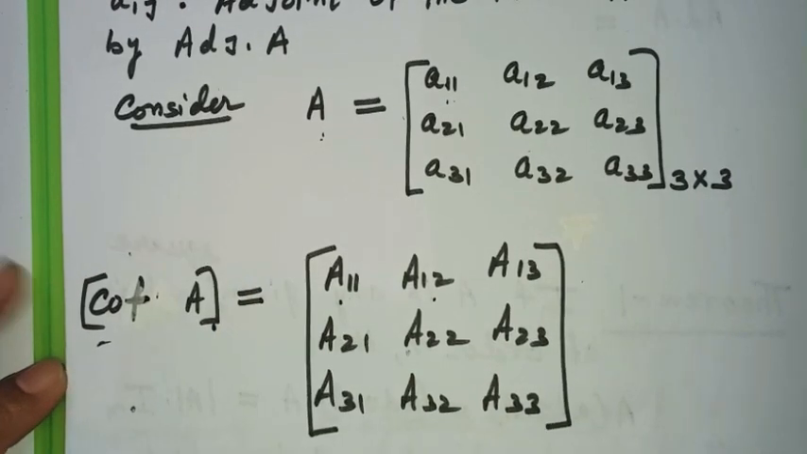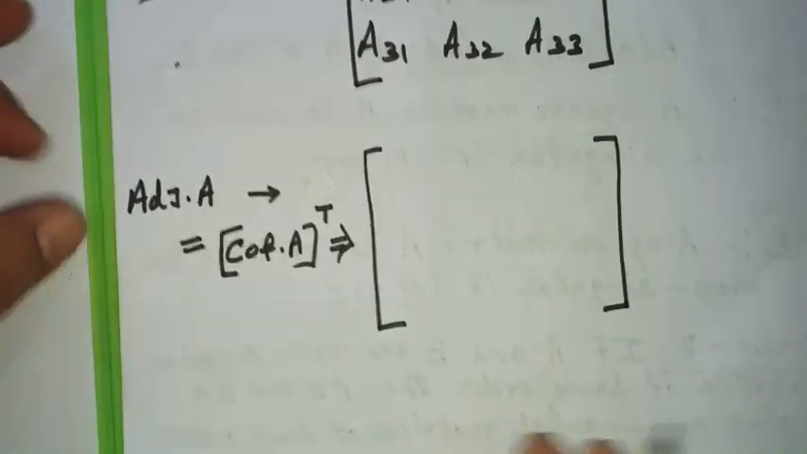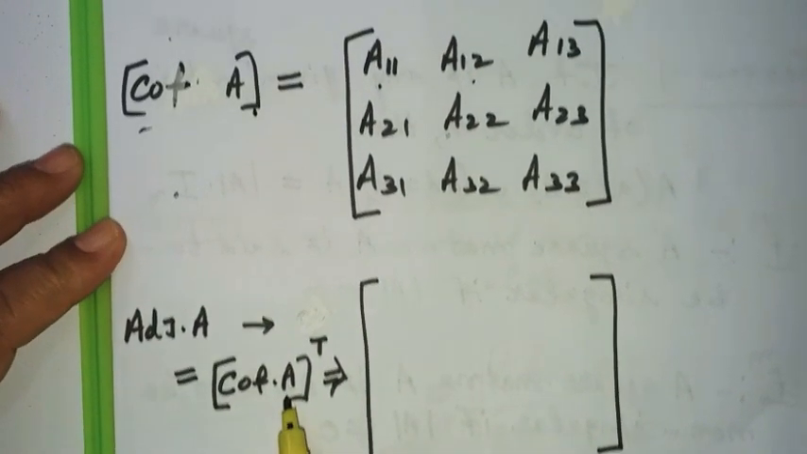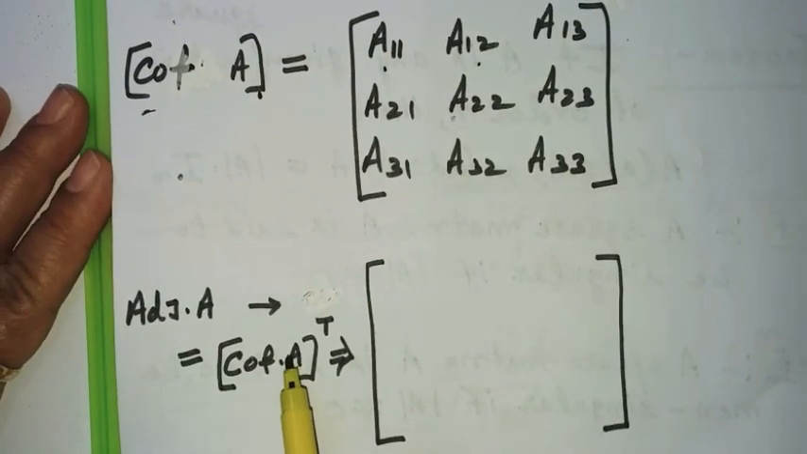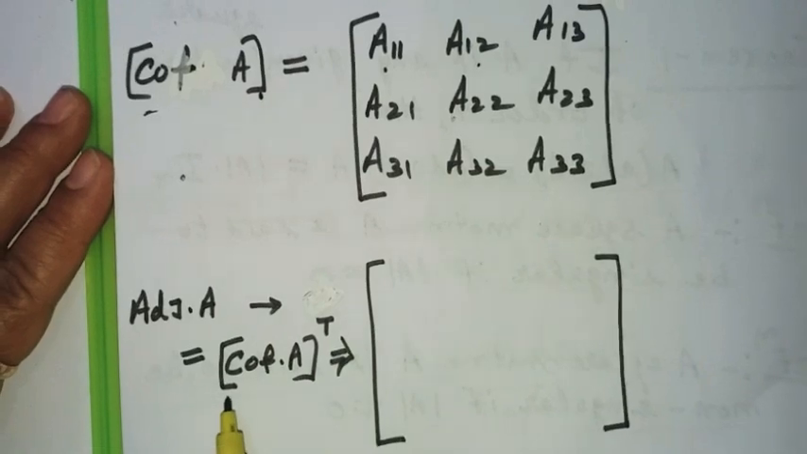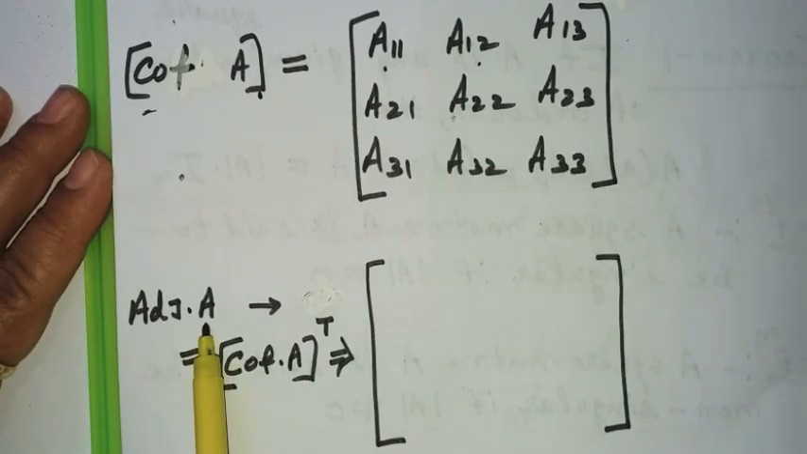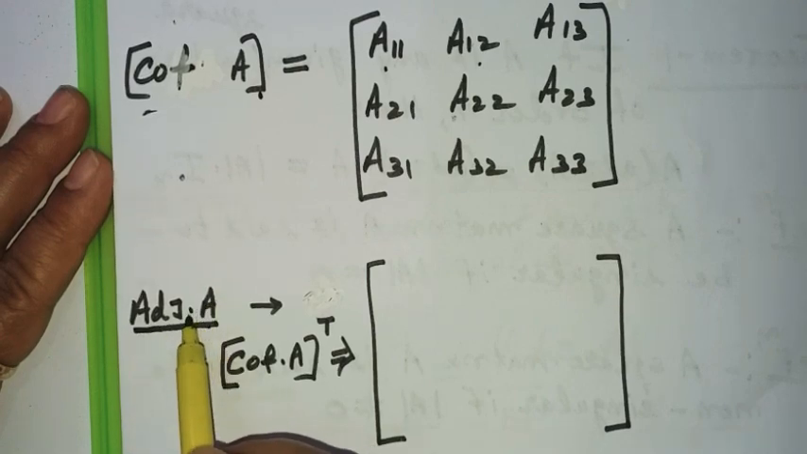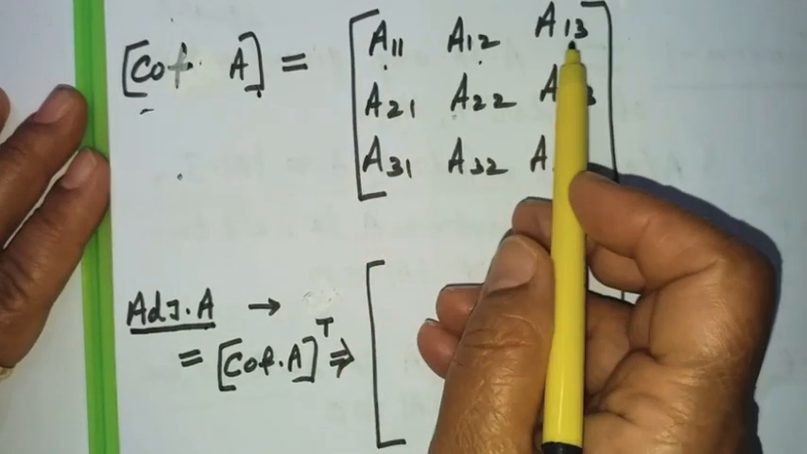Now we have to find the adjoint of the matrix A. The adjoint of the matrix A is nothing but the transpose of the cofactor matrix. If I take the transpose of this cofactor matrix, I will get the adjoint of matrix A. It is written as Adj A, meaning the adjoint of the matrix A. So now I write the transpose of this matrix.